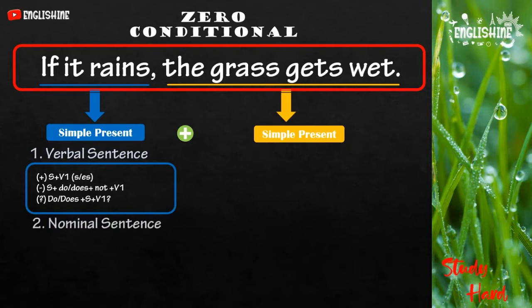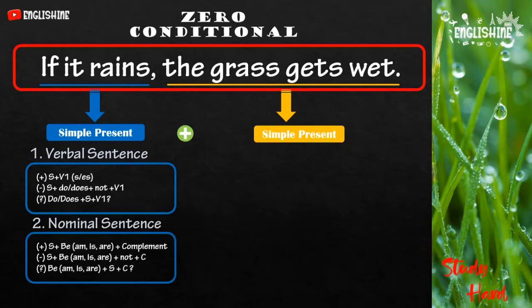And the second is nominal sentence. Here are the formulas how to make it. There are positive using be, is, are plus complement. Negative, just add not after be, is, are. And interrogative, moving be, is, are in front of the sentence.